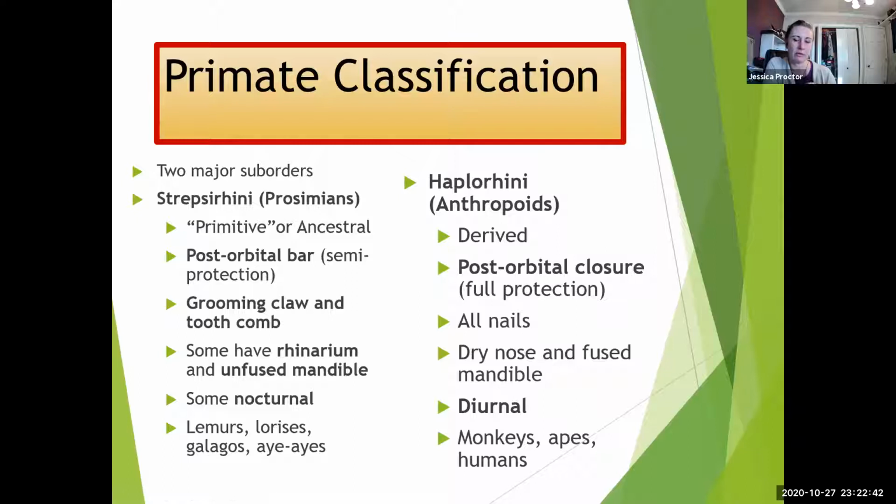So this will include both New World and Old World monkeys. I'll tell you how to distinguish New World from Old World here in a second. Apes, and of course, humans. Okay, so your two main suborders, if you're envisioning a primate classification chart, your two divisions that go right under primate are going to be the Strepsirrhines, the lower orders, and then the Haplorhines, the higher orders.